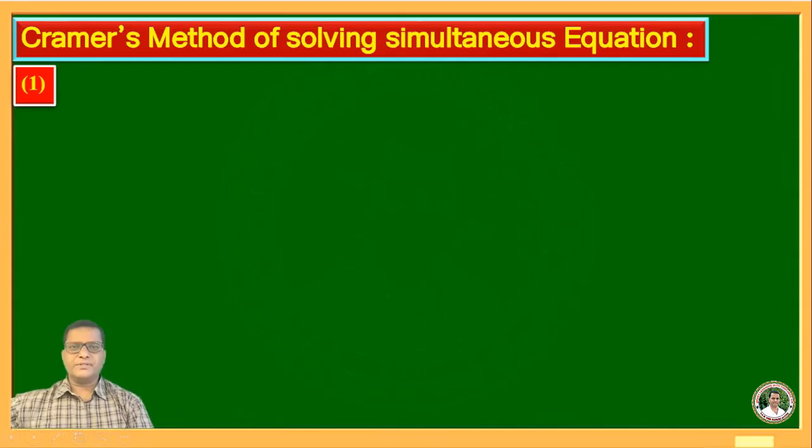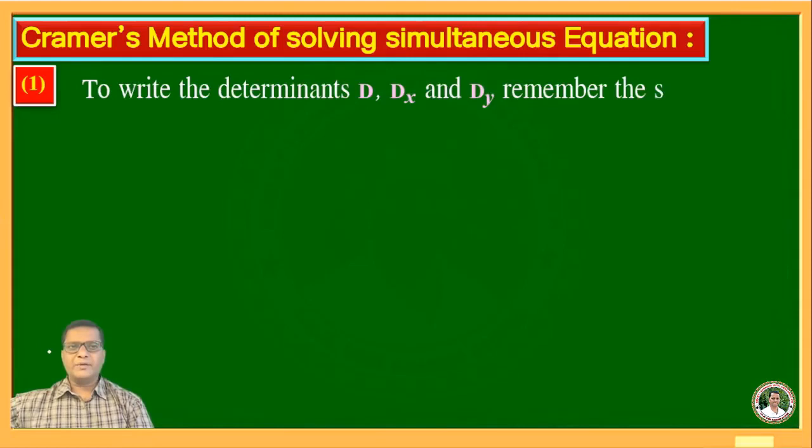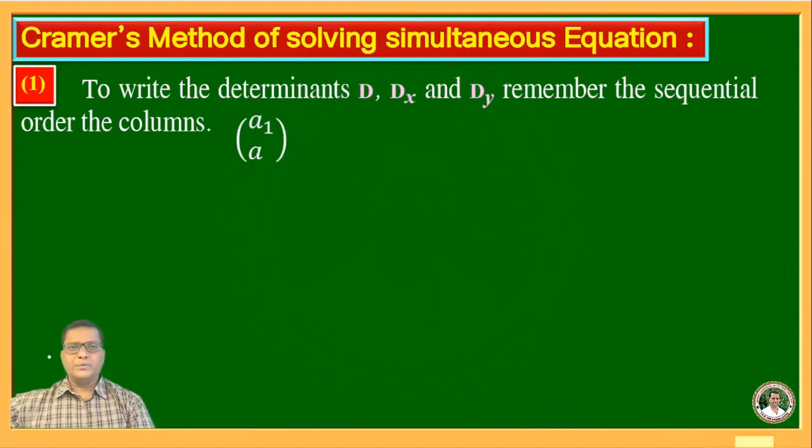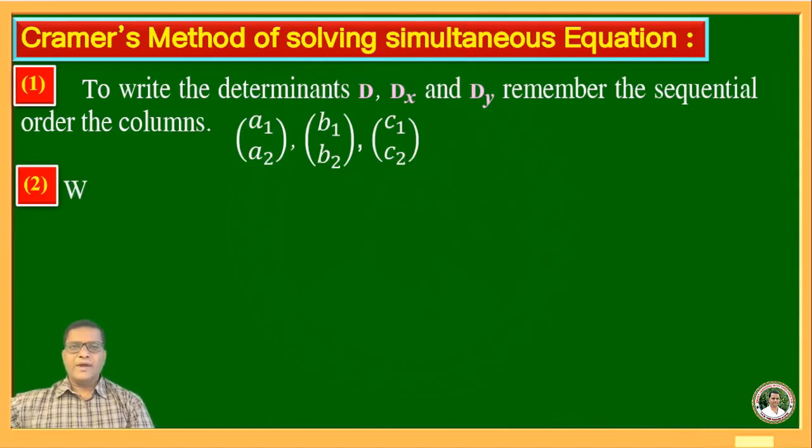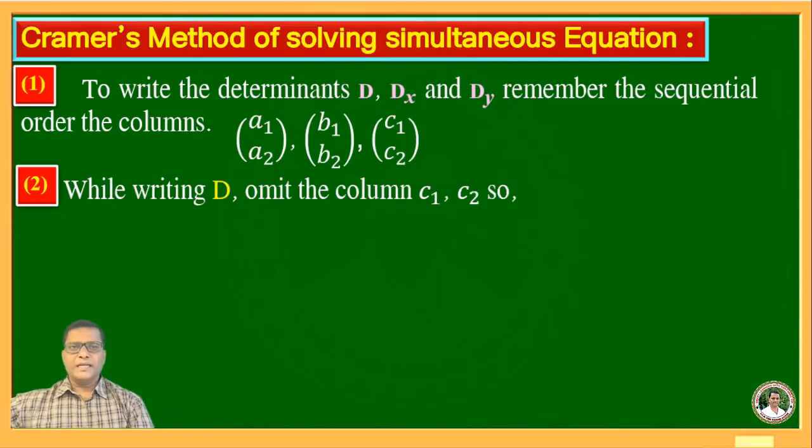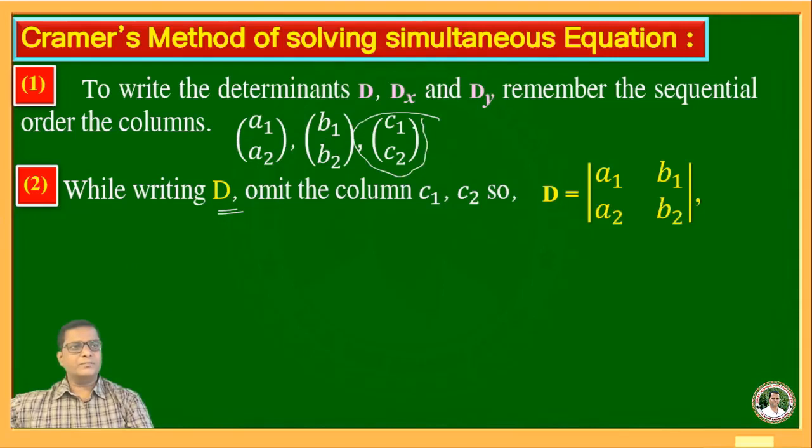In this, the first step is to write the determinants d, dx and dy. Remember the sequential order of the columns. Means first write down the values of d, dx and dy. The order of columns is a1, a2, b1, b2 and c1, c2. Second step is, while writing the value of d, omit the column c1, c2. So d is equal to a1, a2, b1, b2. Already I explained. Means when we are writing the value of d, omit the column c1, c2.